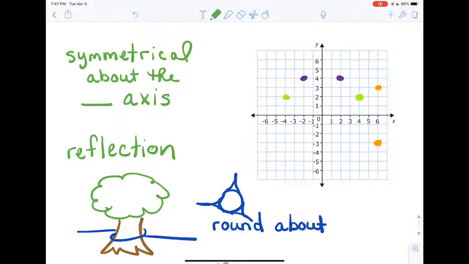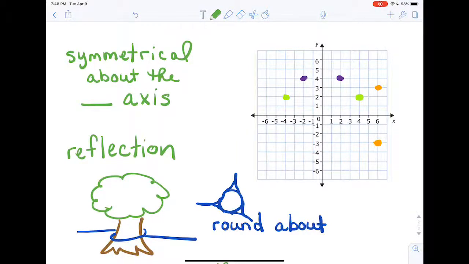This is 9.1, Part 2. We're going to talk about symmetry and reflection with coordinate planes. So, if you look in the mirror, you see a reflection. The funny thing is, if you hold up a word in front of you in the mirror, you're going to see it written backwards in the reflection. So, it's the opposite way.